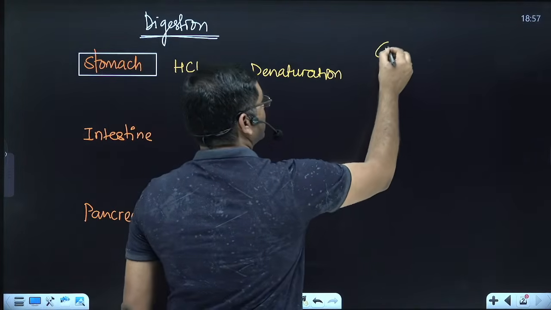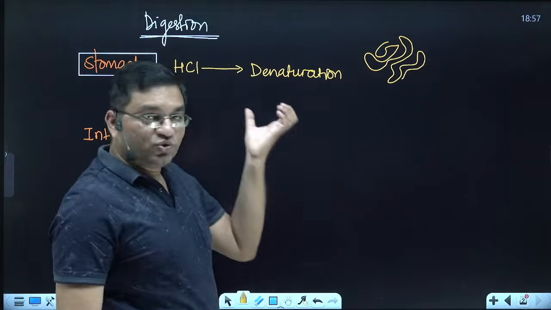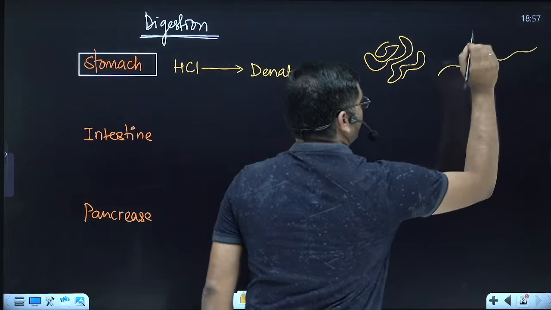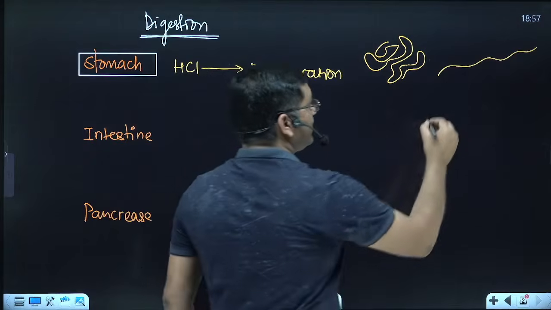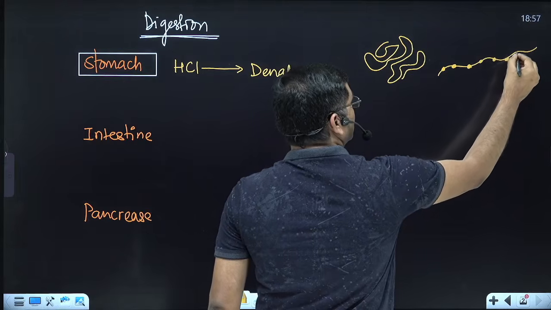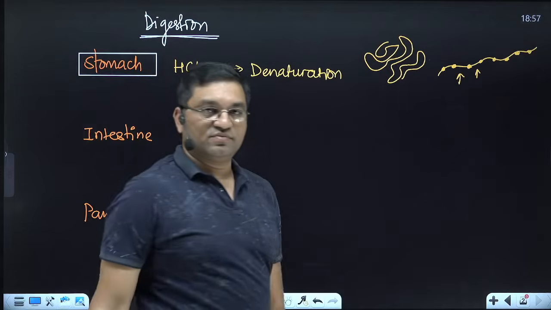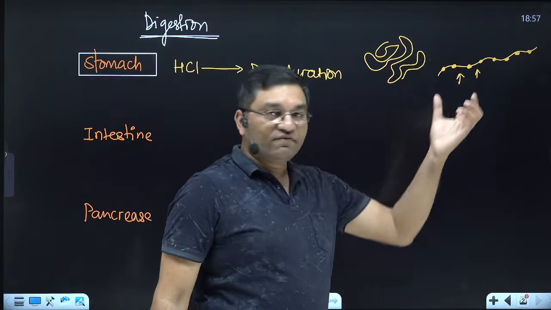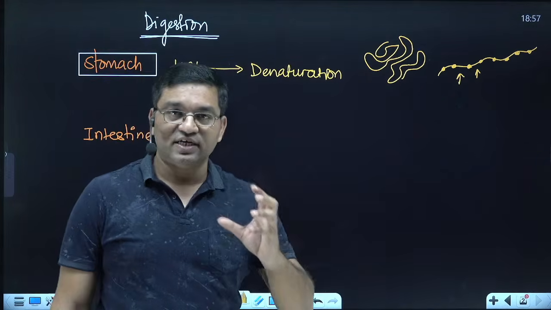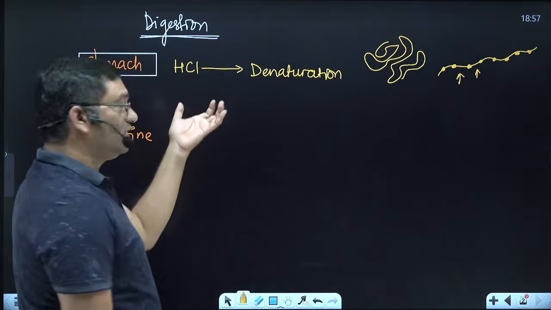Suppose this is the tertiary structure of the protein. In denaturation, this tertiary structure is broken down into a primary polypeptide. So the internal peptide linkages are now exposed for the action of the peptidases. Peptidases are the enzymes which act on the peptide. So this is the action of HCl, that is the denaturation.